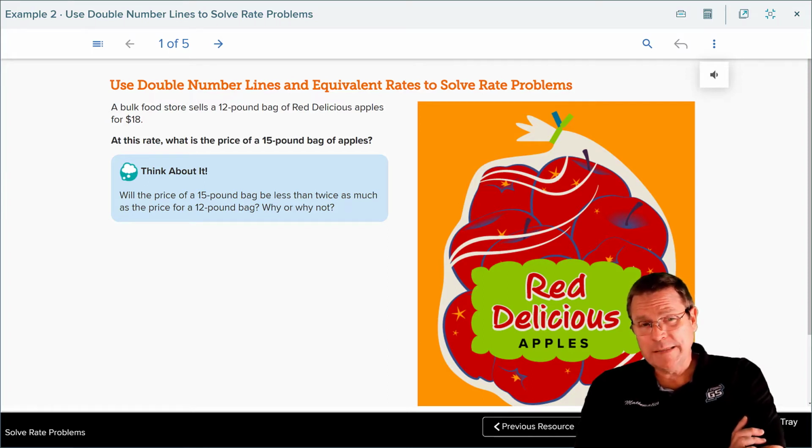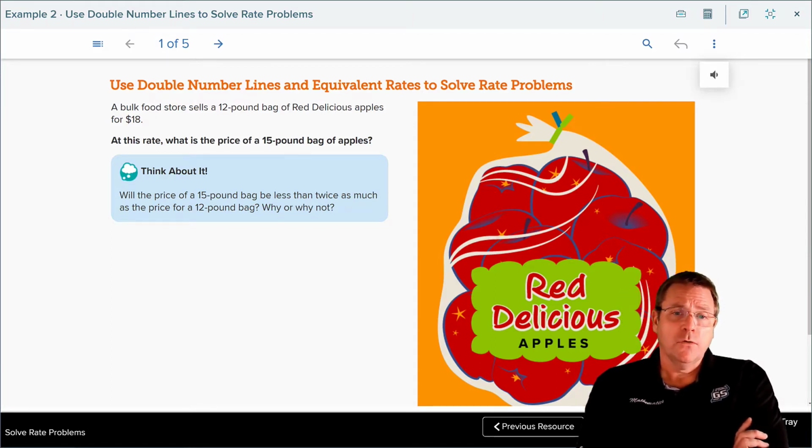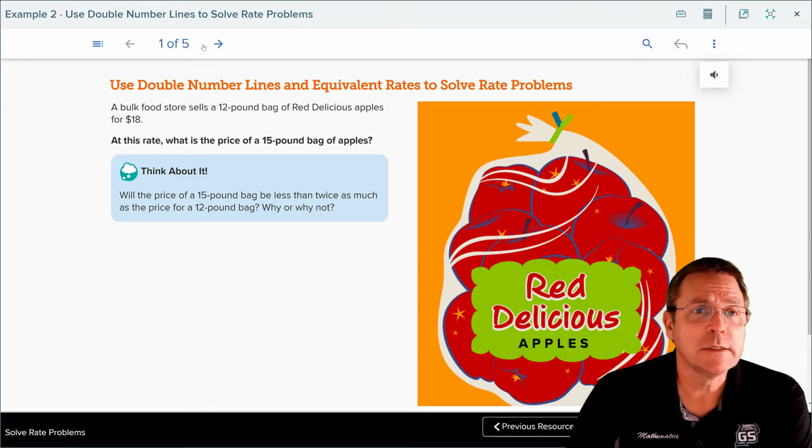Well, twice the 12-pound bag would be 24 pounds. And if we're dealing with equivalent ratios, that would mean that we'd be doing twice the price as well. But we don't need 24 pounds of apples. We only need 15. So it would indeed be less than twice as much.